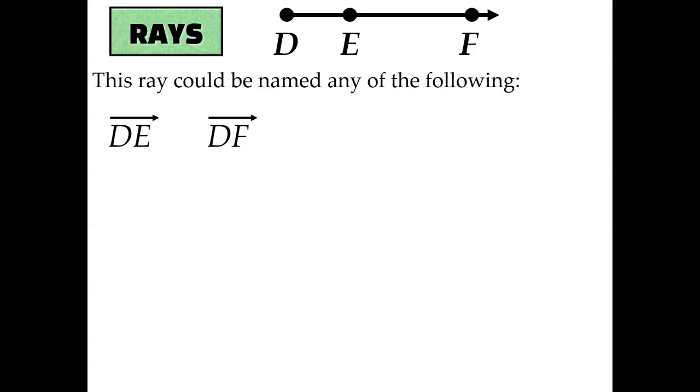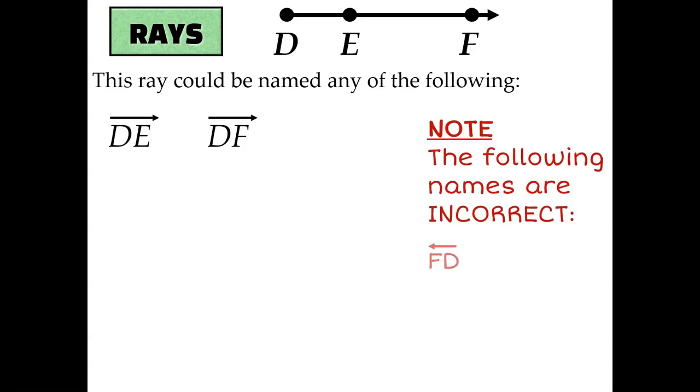These are the only 2 correct names that you could give to this ray because they both start with the endpoint's name. The endpoint is D. And then I wrote one of the other 2 points on that ray. So I can either call this DE or I can call it DF, and both of those names have a ray pointing to the right written on top.